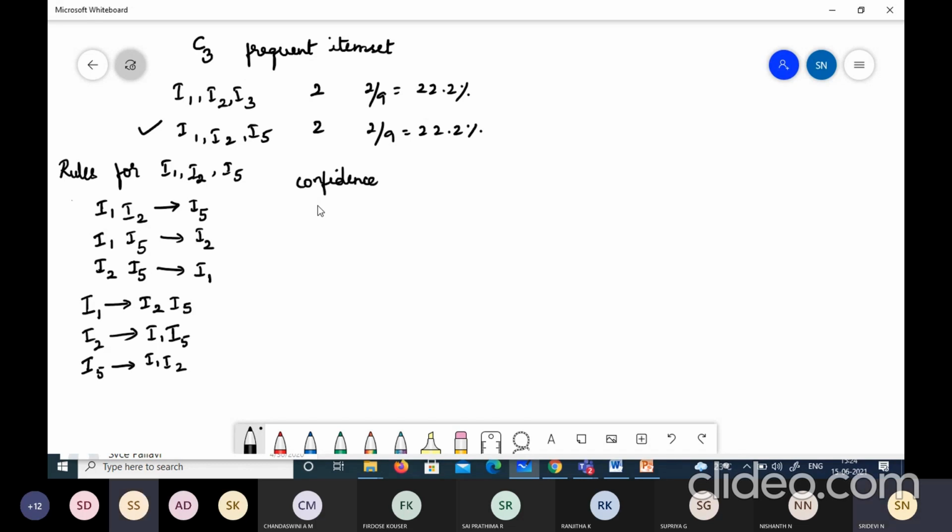Can someone tell me I1, I2, I5? Here only it is visible. I1, I2, I5, 44%. So confidence is nothing but support. 2 by 9, isn't it? So 2 is the frequency for I1, I2, I5. So it is 2.